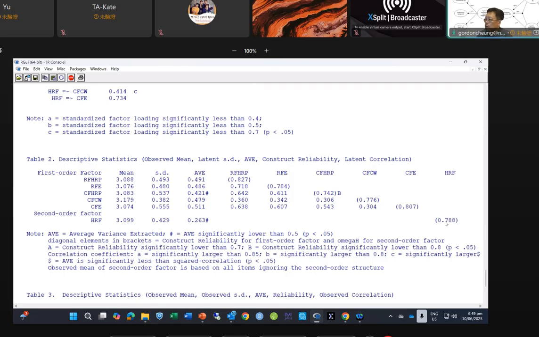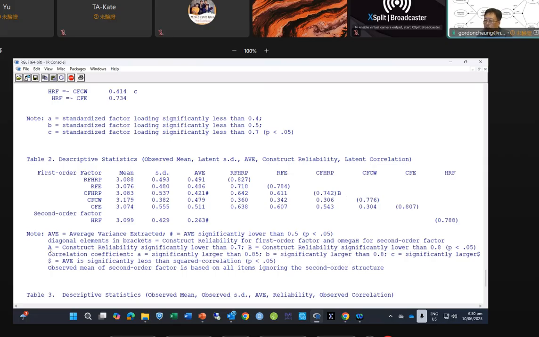For the diagonal element, the reliability for the third dimension, CFHRP, has a subscript B, capital letter B, next to it. If we go to the note, the third line, B equals construct reliability significantly lower than 0.8. So here, 0.742 is significantly lower than 0.8. So we have minor concern about our reliability.